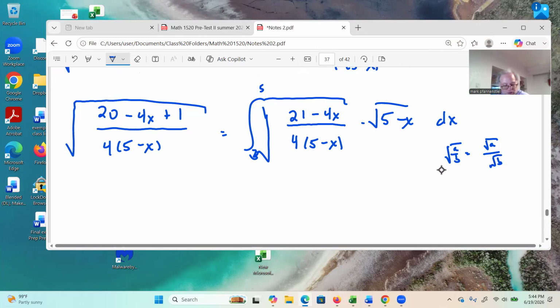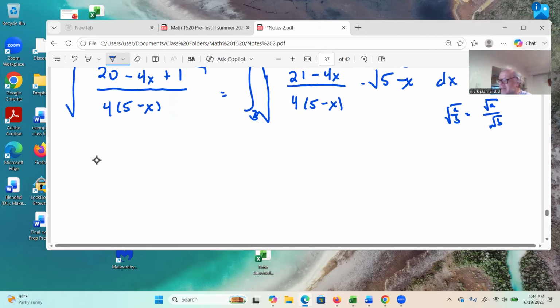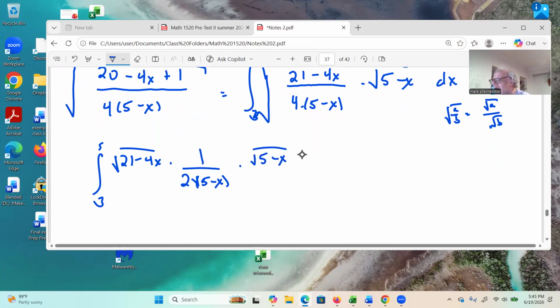That's one of those things that you get to learn about with how radicals work. So I'm going to say that this is the integral from 3 to 5, and I'm going to have the square root of 21 minus 4x times 1 over, take the square root of 4, we get 2 square root of 5 minus x. And what do we have also on the top here? We have the square root of 5 minus x. Hey, what do you know? By the way, there's a 2 pi out in front here. That's what we had. And then dx.